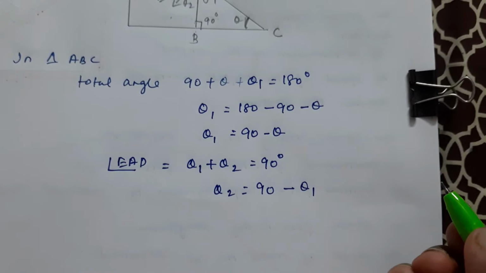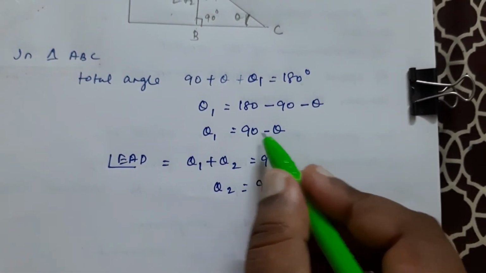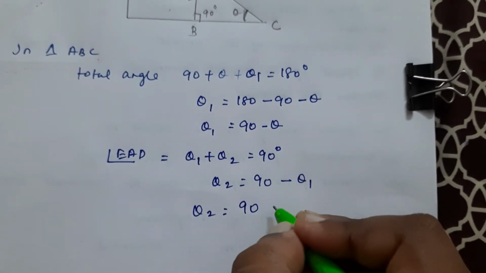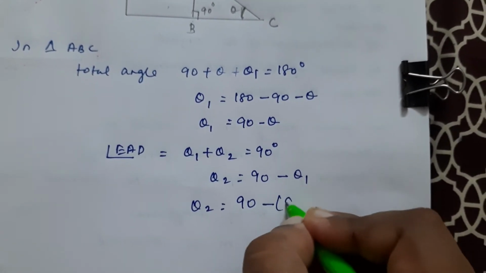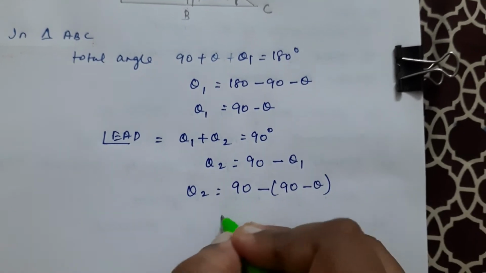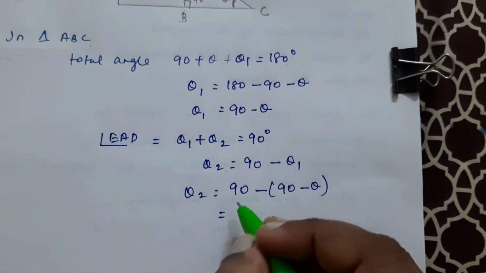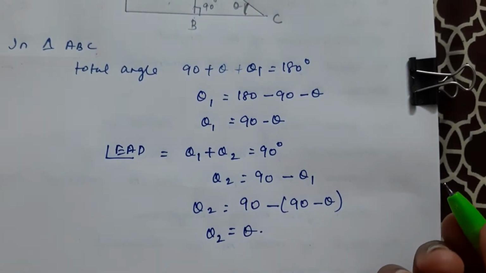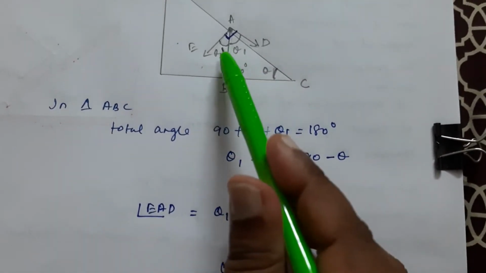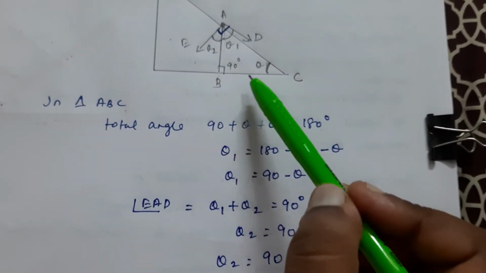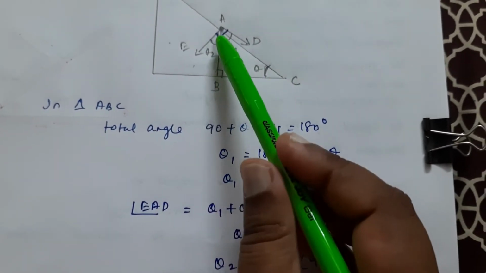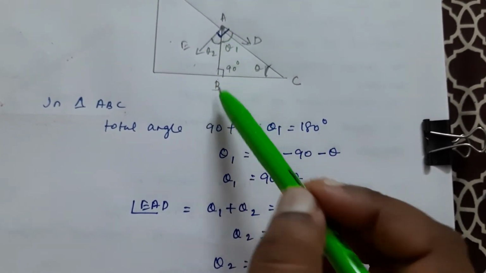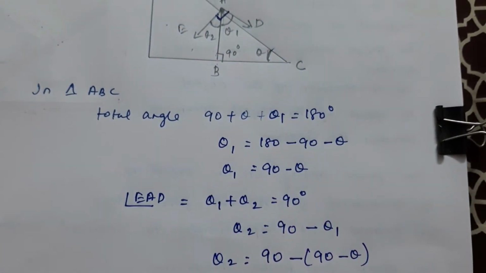90 minus what? Theta 1. Now what is theta 1? Theta 1 is theta minus 90. So theta 2 is equal to 90 minus theta. So 90 minus 90 is 0, so theta 2 is equal to theta. Now we have proved that theta 2 is equal to theta. That is, the angle of inclination is equal to the angle between the perpendicular component and the gravitational force.